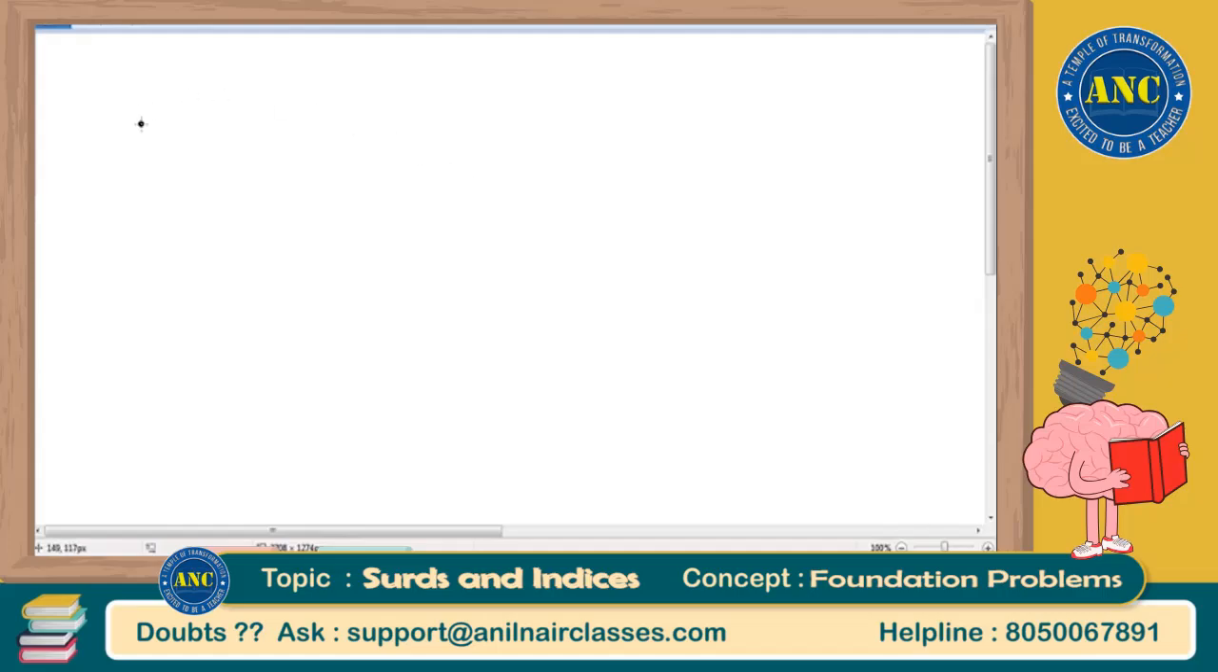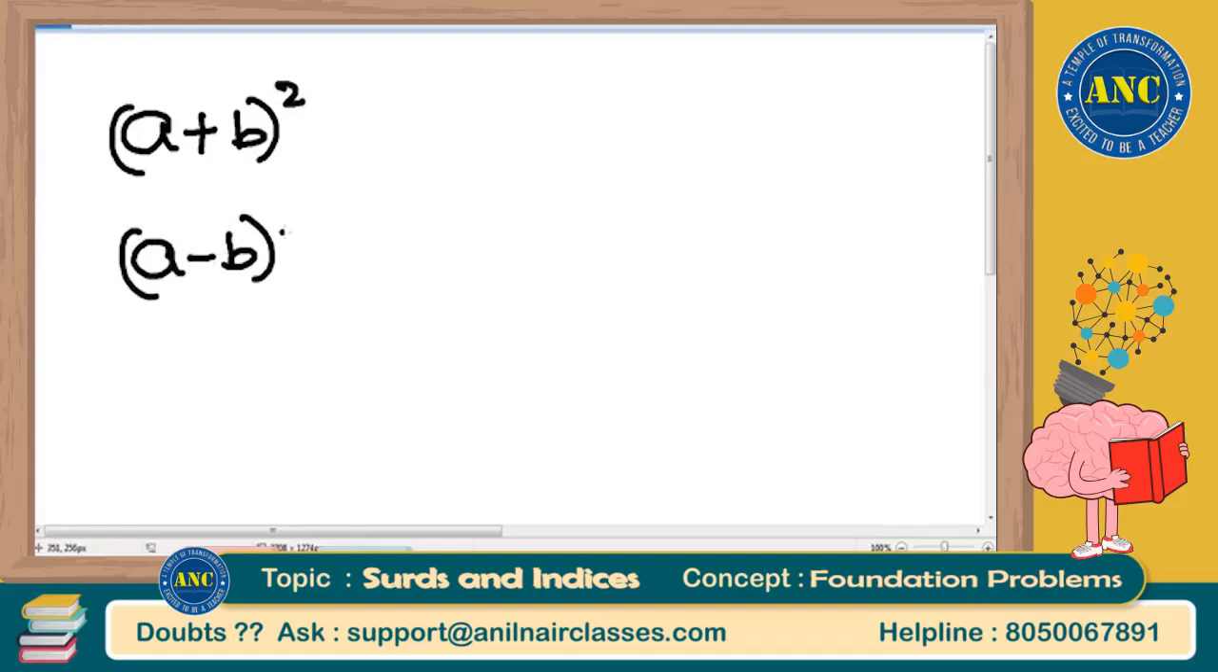In surds and indices, you cannot escape from this term, (a plus b) whole square. You cannot escape from (a minus b) whole square. Sir, why can we not escape? Because usually we hate something called a square root, and we hate something called a cube root.